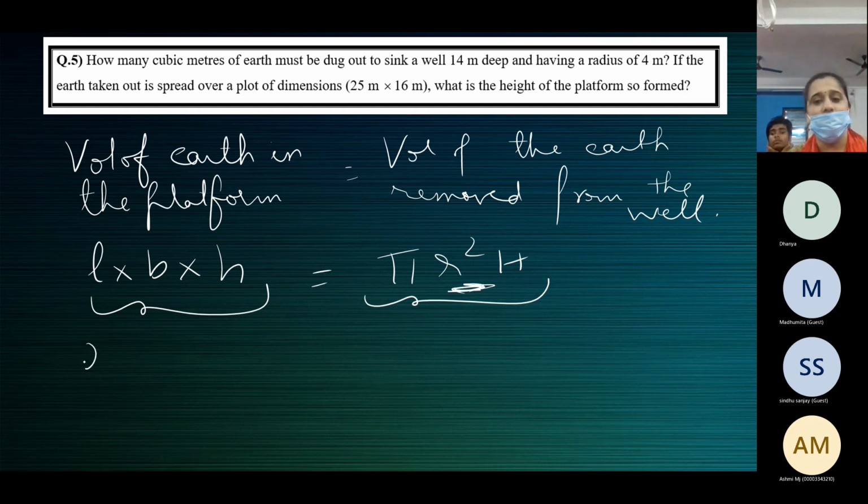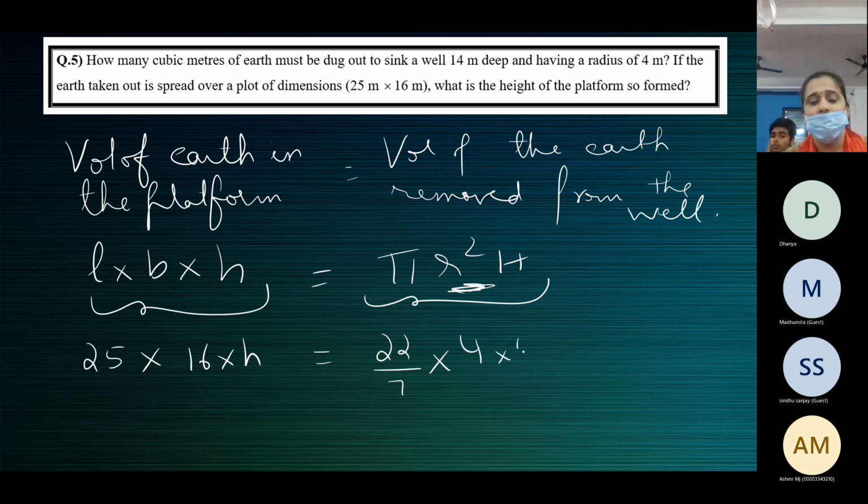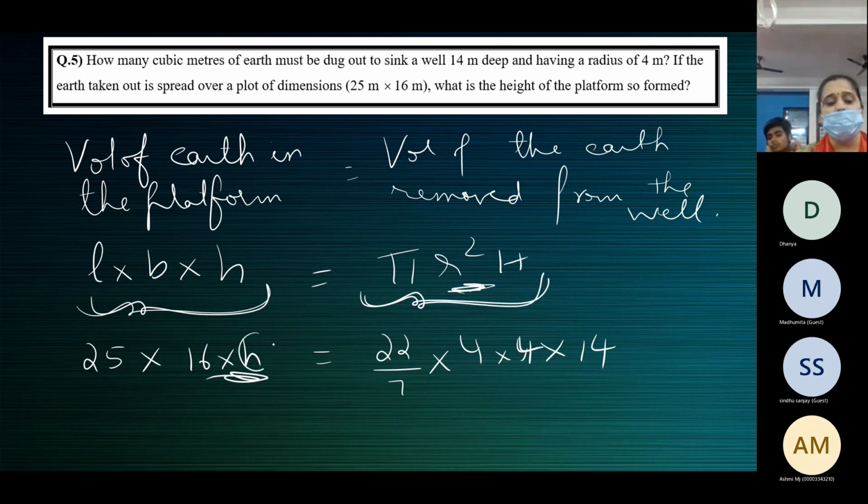So now what's the length? 25 into the breadth of 16 into height, which we don't know, is equal to 22 by 7 into r square. What is the radius? 4 into 4. This is of the well. This is of the platform. Radius of the well is given there, 4, into the height for r square. So 4 into 4 into height, which is 14. That's all. See here, h is the only unknown. You can solve this and find the value of h.